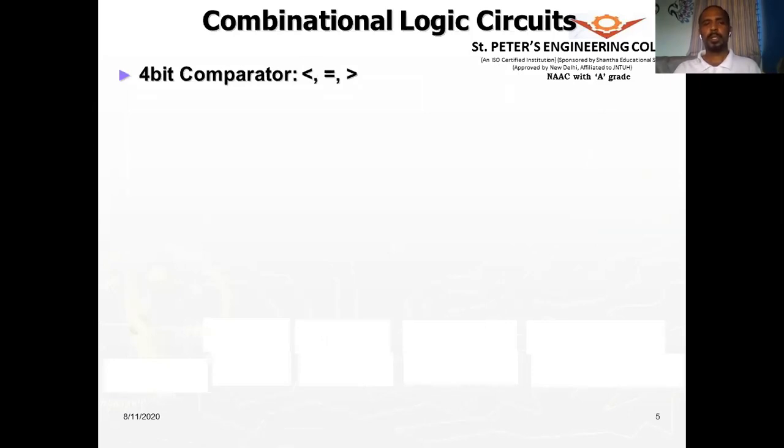So the next important combinational circuit is the 4-bit comparator. That means I'm going to take a binary number of size 4 bits. I'm going to compare two numbers, so I should be taking two numbers. And what is the size of each number? It's a 4-bit number. For example, if I consider the numbers A and B, what is the number of bits for A?